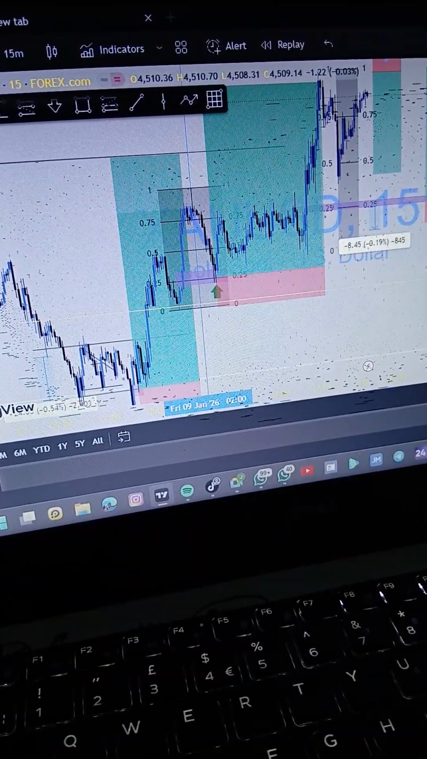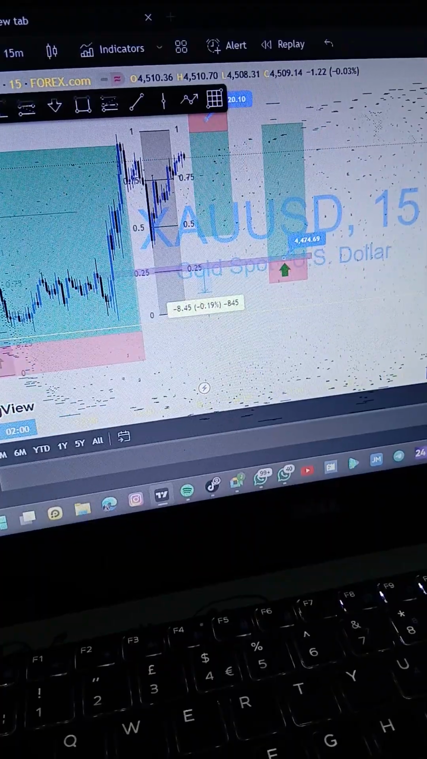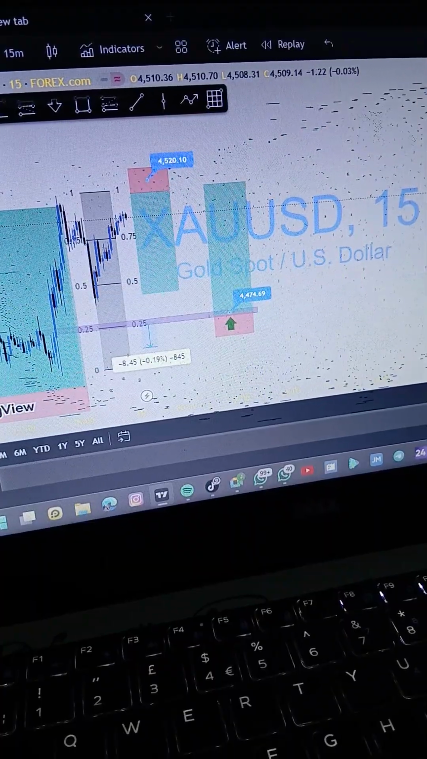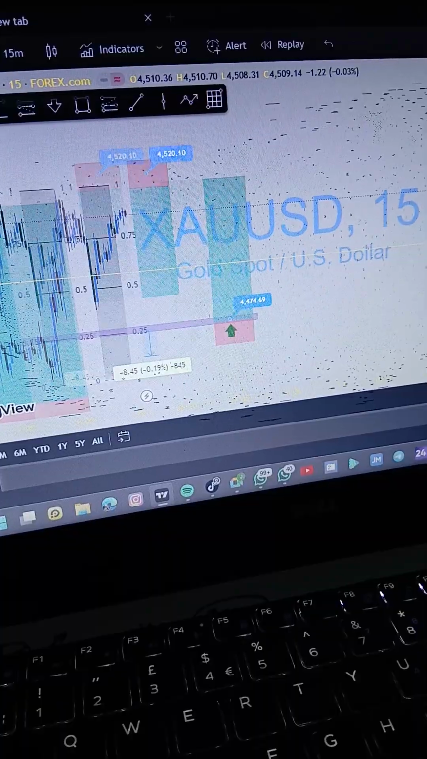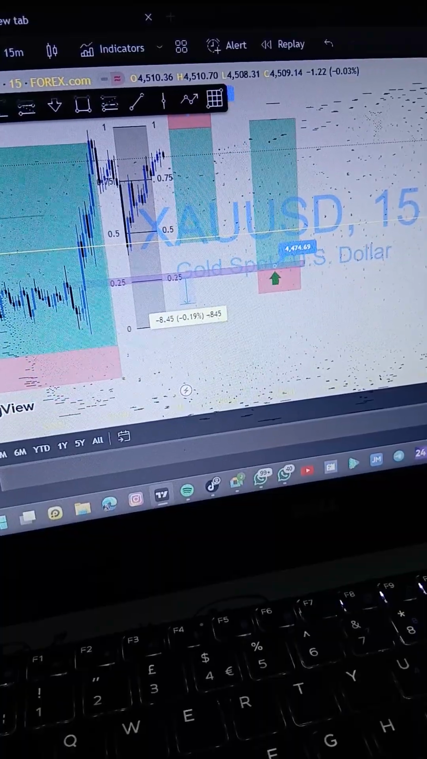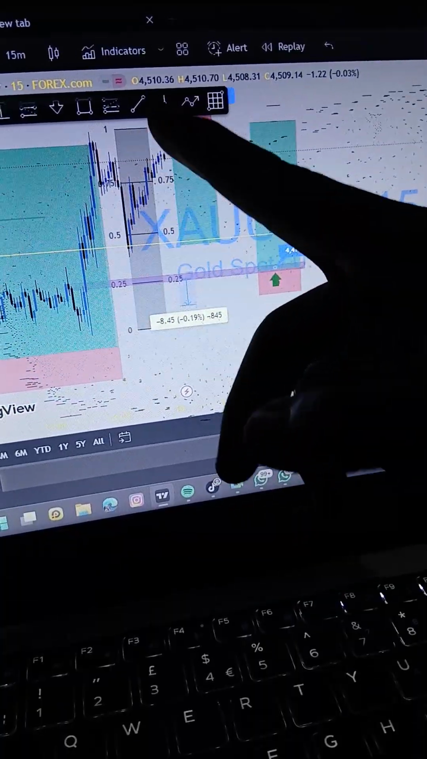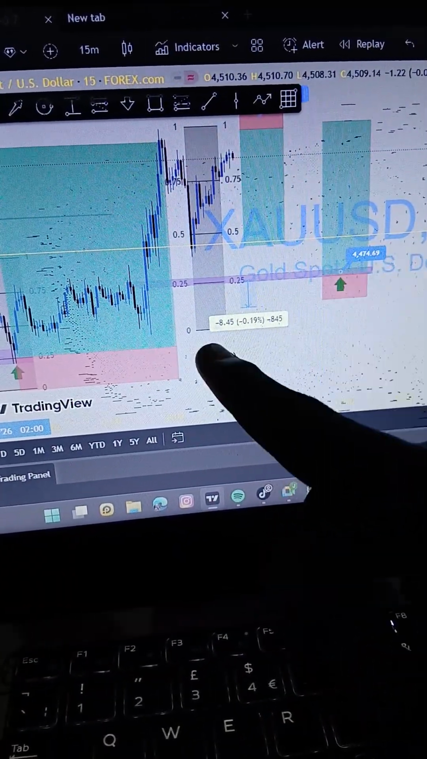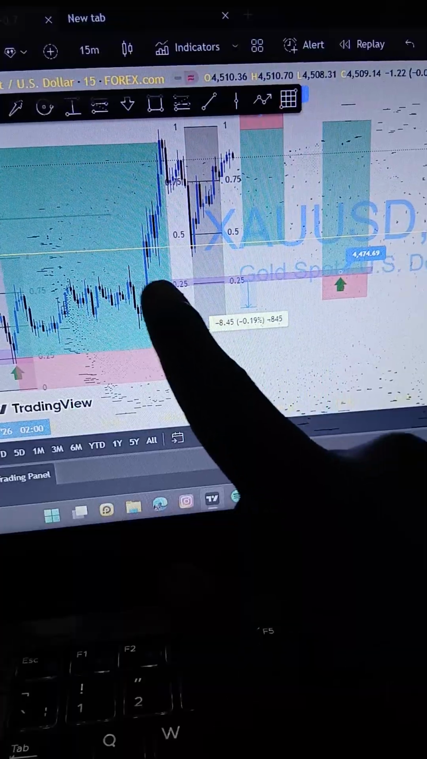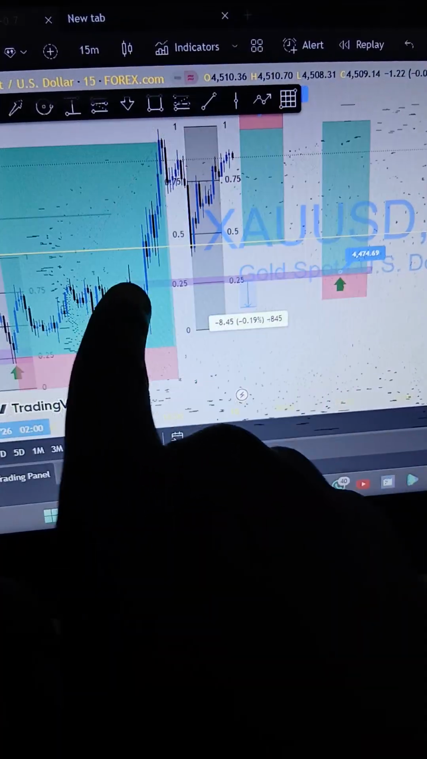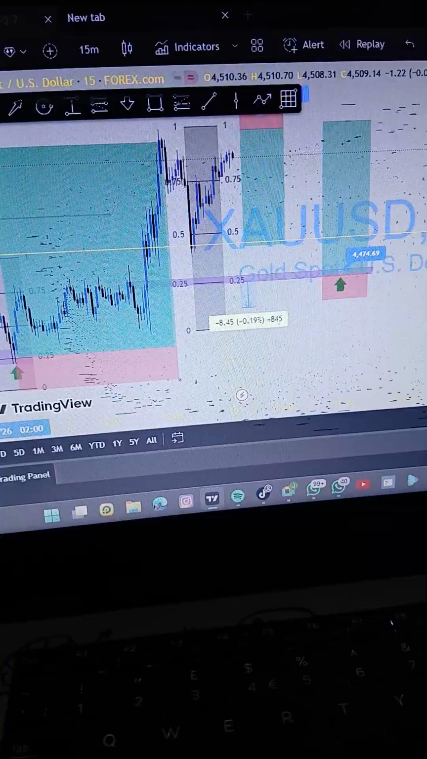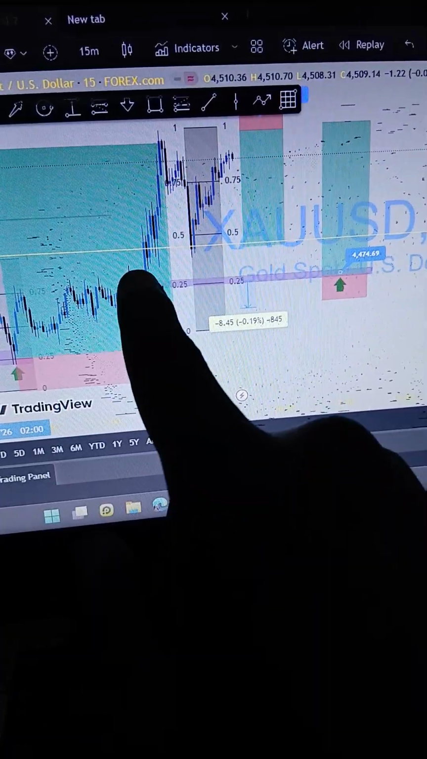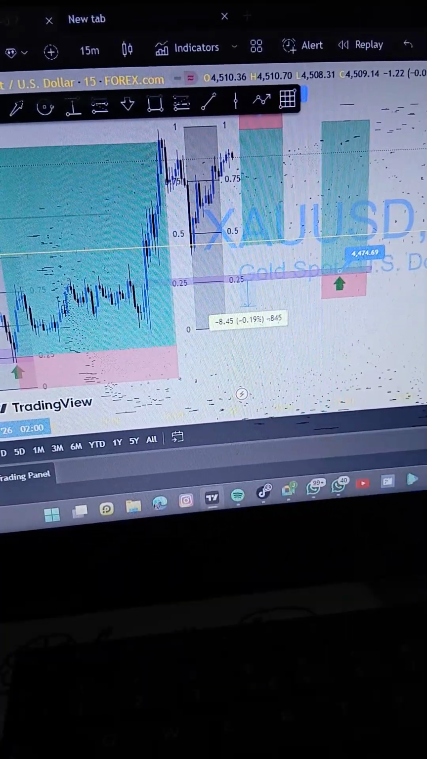Tomorrow is Monday. This is what I'm expecting. I've marked my range. My range is from here up to here. My 0.25 zone is connected with this breaker block. I have a breaker block over there, and also I have a fresh fair value gap.